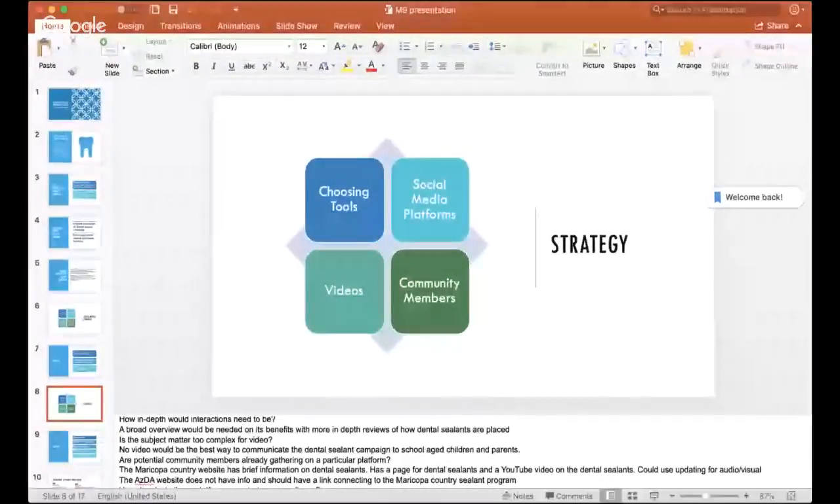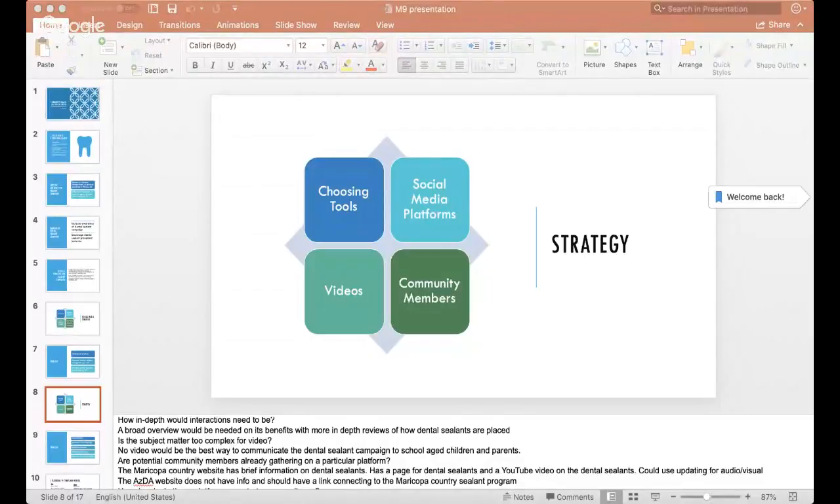Another question is, how in depth would interactions need to be? The big thing about it is a broad overview would be needed to benefit the more in-depth reviews of how dental sealants are placed. And you know, it's not too complex for video. It's something that can definitely be conveyed during videos, and I think that's a really nice way to educate the population, because if they are audio learners or visual learners, videos really bring both of those hand in hand to really educate for the dental sealant campaign.